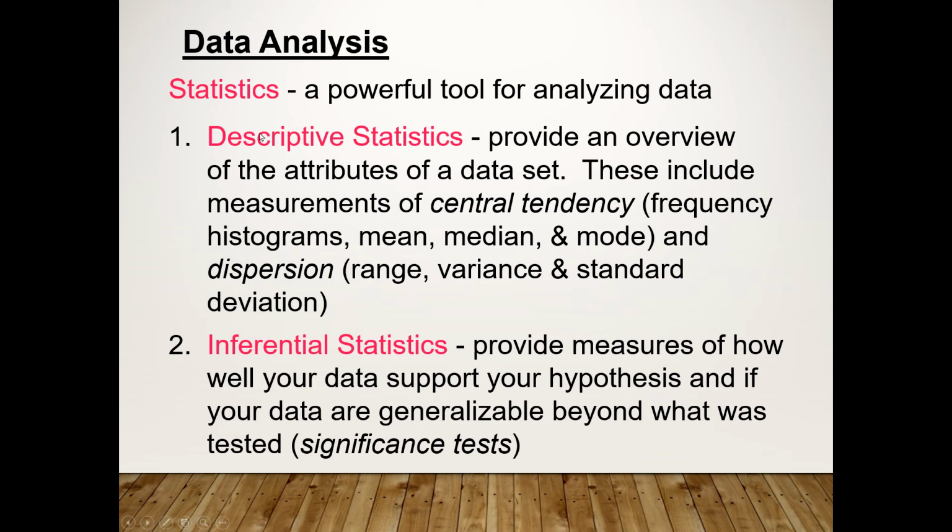There are two kinds of statistics. There's basic descriptive statistics, which provides us an overview of the attributes of a data set. That means it provides basic things like the mean revenue for each month, the median revenue, and the mode revenue. Mean is the average, median is the middle point, and mode is the most frequently occurring data. And also the range, variance, and standard deviation. We'll be covering them in much more detail as we proceed further.